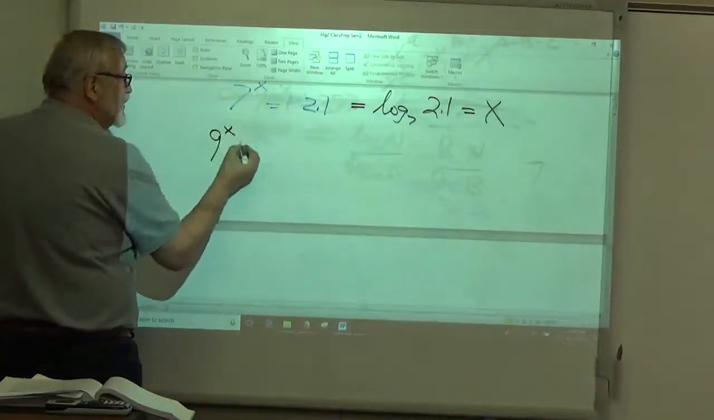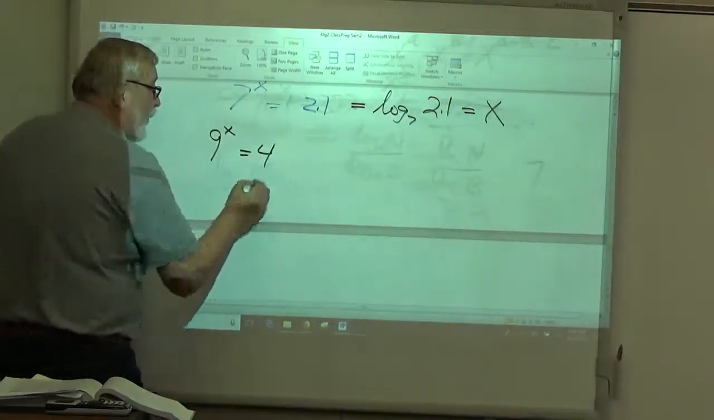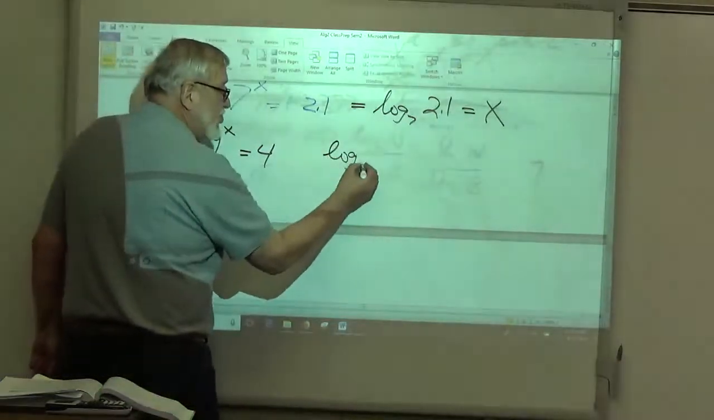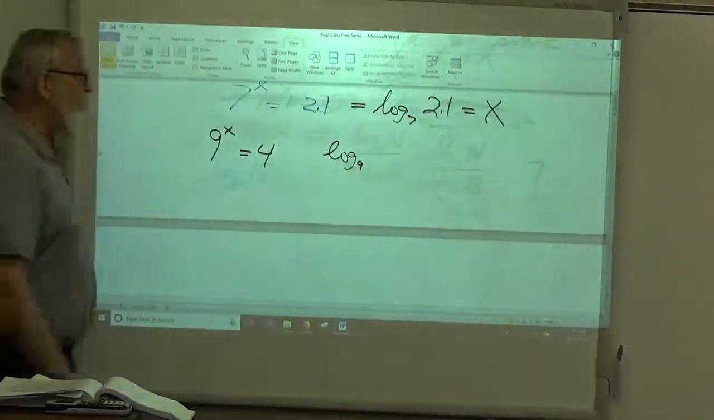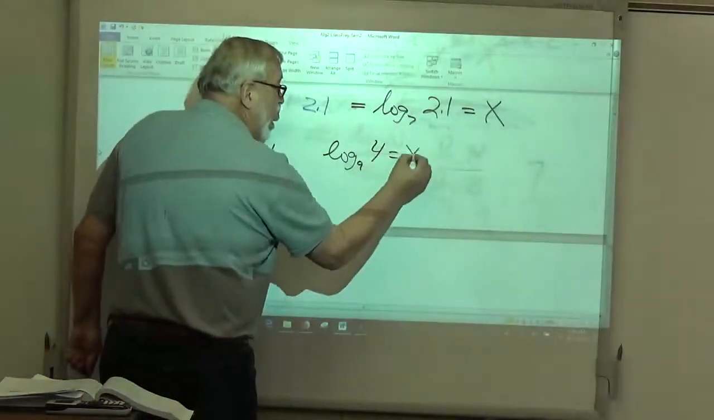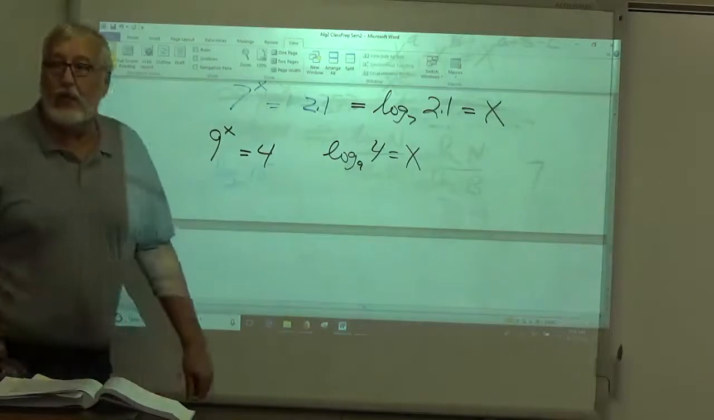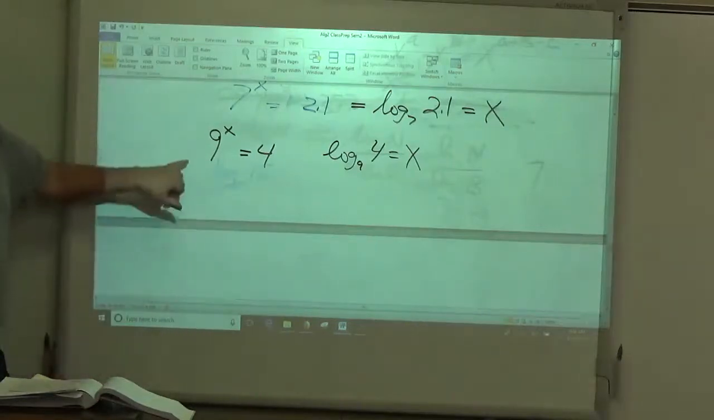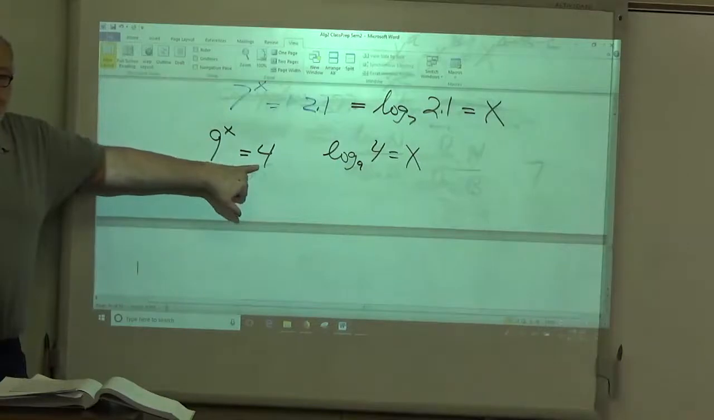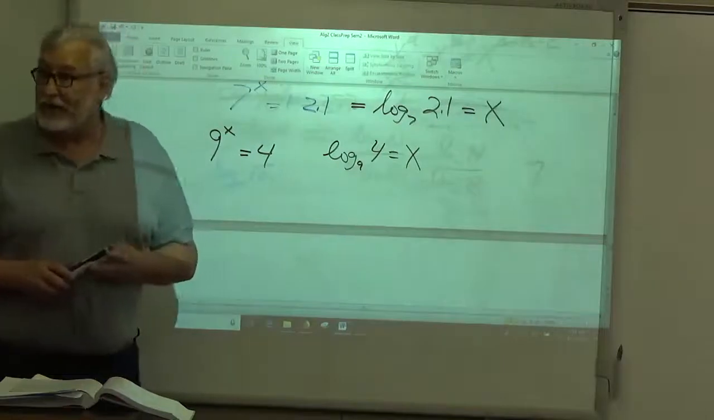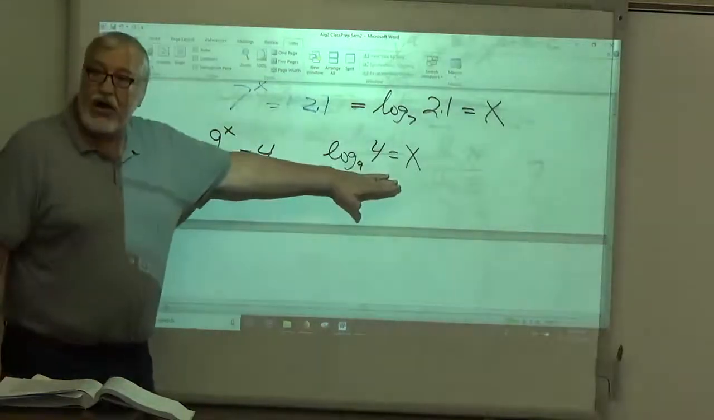So, if I gave you this, 9 to the x power equals 4. Right? How do you change it into a logarithm? Log base 9 of 4 equals x. Now, what do you do with that? Log 4 divided by log 9. Put it in the calculator. Has to be less than 1. Why does it have to be less than 1? Because 9 to the first power is 9. So this number is going to be 0 point something. Right here. See that?